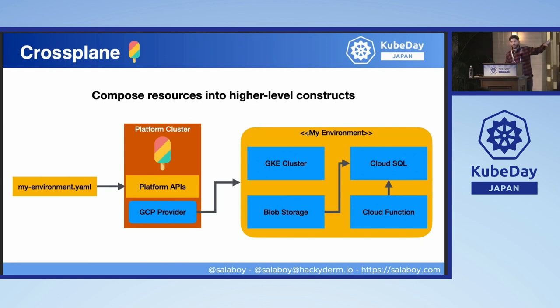Crossplane also allows you to create compositions, which is a very important concept. In this case, you can create something like I did. I created a resource type called environment that basically represents a bunch of cloud resources being created together, right? So I created a local development environment that basically created a virtual cluster, but you can create a staging environment that actually goes and creates a Google Cloud cluster for you. And the interface for the users will be the same. You can create very similar YAML files to create different environments and to provision different cloud resources across multiple different cloud providers.